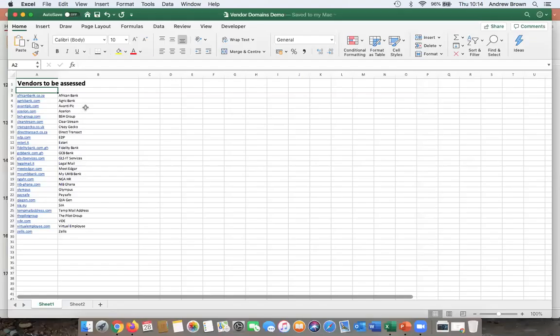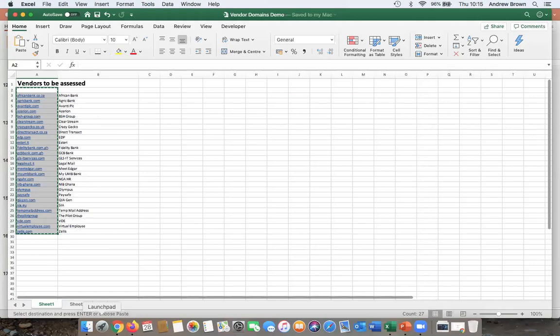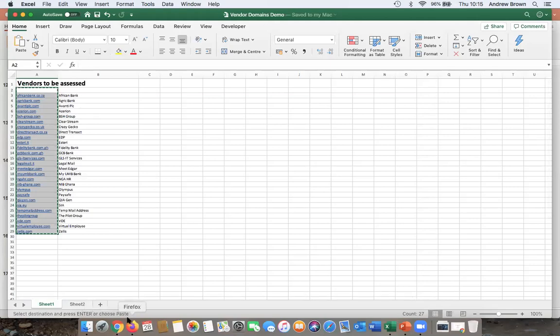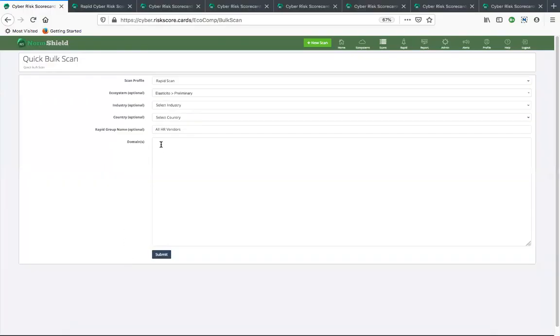Excel spreadsheet, list of vendors. I'm going to select my list of vendors over here. I'm going to copy them, and I'm going to go back and paste them into my portal over here. And from there, all I'm going to do is say scan or submit this list of vendors.